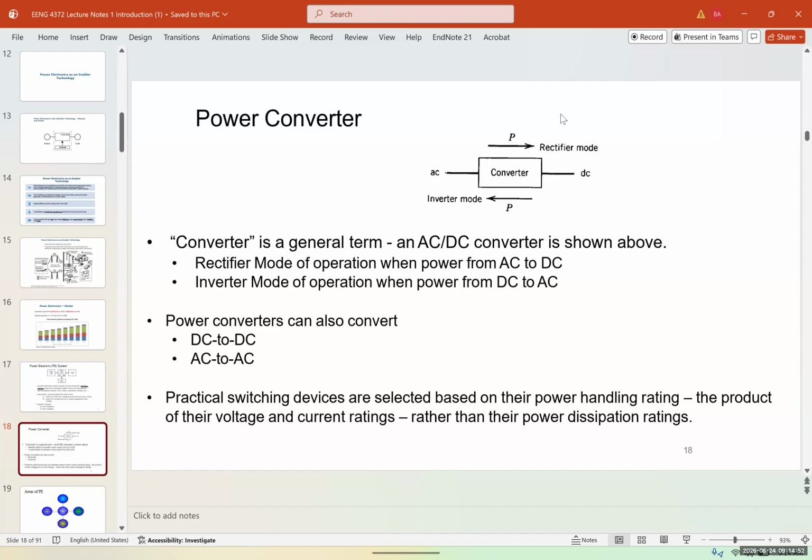So we have two types of converters. We have rectifier mode of operation when power goes from AC to DC, and inverter mode when it goes from DC to AC. Another type of converter is AC to AC, and another one is DC to DC, which we call buck or boost converters. Now, practical switching devices are selected based on their power handling ratings, the product of their voltage and current ratings, rather than their power dissipation ratings. And I'll explain more about that in the next class.